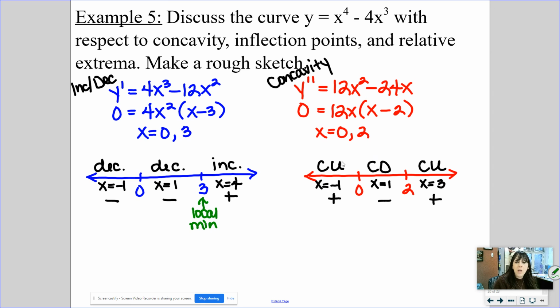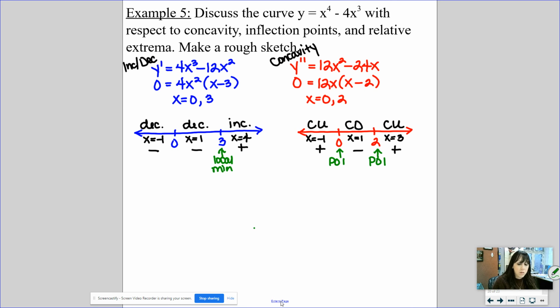Over here, if you switch concavity from concave up to down or vice versa, that means the number in between is a point of inflection. And that happens twice here. Okay, that's where your graph switches concavity. So we have 2 points of inflection and 1 local minimum. And I think it helps a little bit with the graph sketching if you know that information.